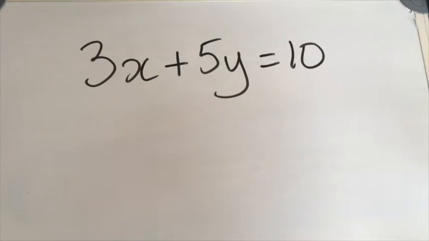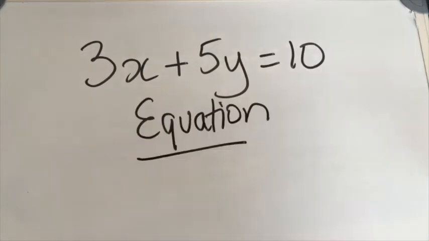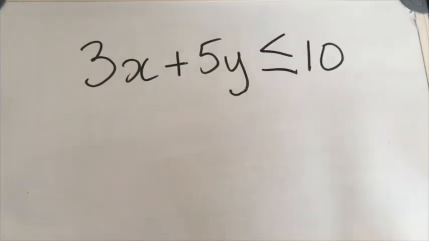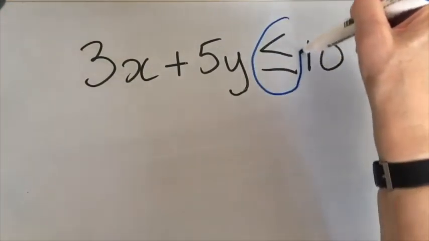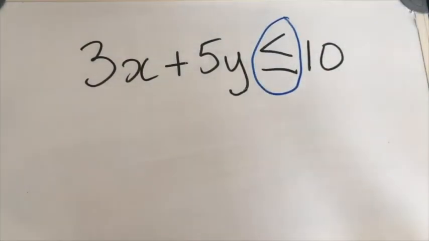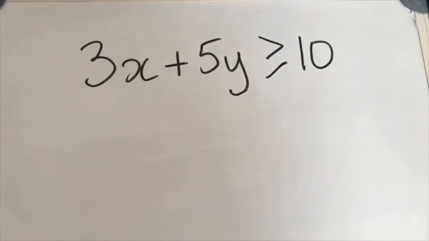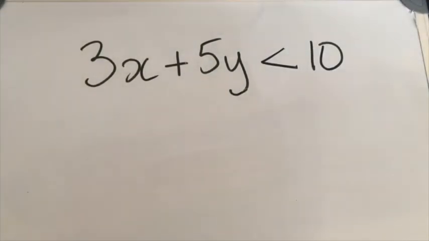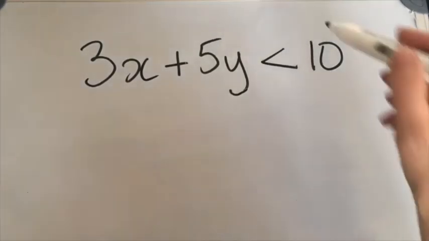3x plus 5y equals 10 is an equation because it's got an equal to sign in it. This is an inequality because it's got a less than or equal to sign in it. This is another inequality because it's got a greater than or equal to sign in it. Here is another inequality because it's got a less than symbol in it.